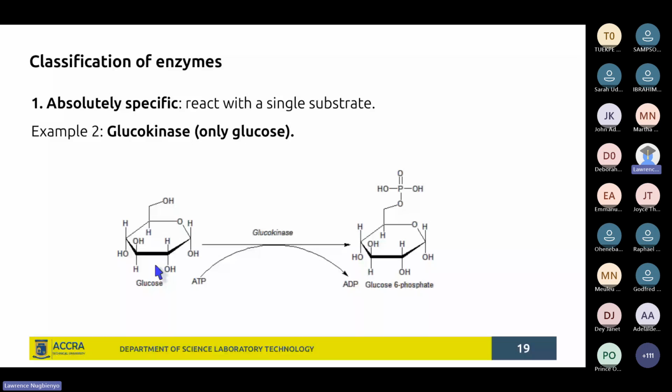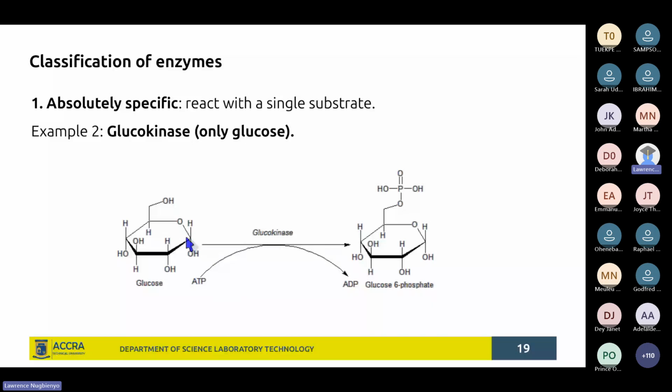Now there's a new thing here that you should keep in mind. Kinase. What's a kinase? Kinases are enzymes that are involved in the transfer of a phosphate group from one molecule to the other. And where is the phosphate group being transferred here? The phosphate group is being transferred from ATP, adenosine triphosphate, onto the glucose molecule.